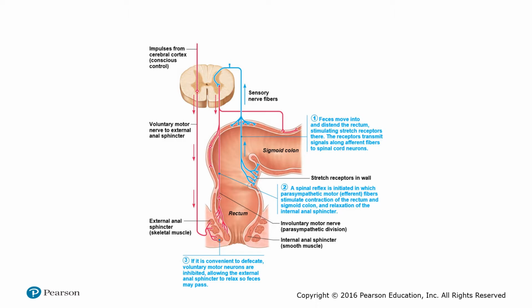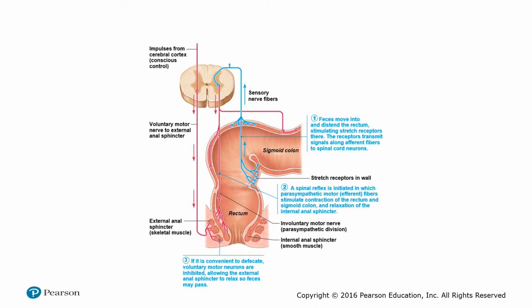Anytime there is a stimulation of the parasympathetic signal system, this can stimulate the contraction of the sigmoid colon and the rectum. And parasympathetic signals are also involved in relaxing the internal anal sphincter. Conscious control allows for relaxation of the external anal sphincter. And the muscles of the rectum will contract to expel the feces out of the body.